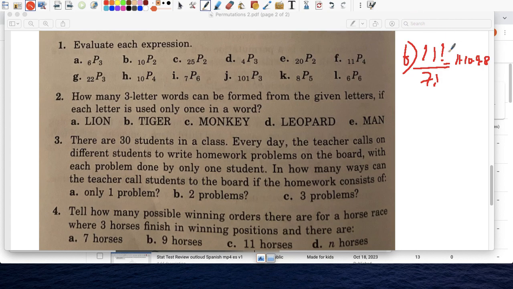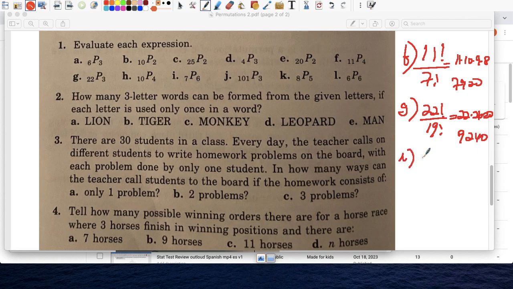So F is 11 factorial over 7 factorial, which is 11 times 10 times 9 times 8, which is 7,920. G, right, so it's 22 factorial over the difference between 22 and 3, which is 19 factorial. After you simplify, you're left with 22 times 21 times 20, and that's 9,240.